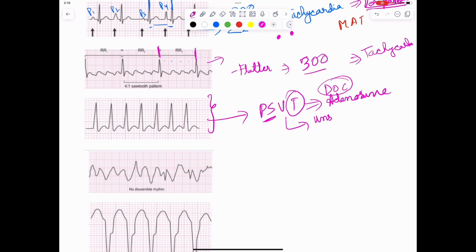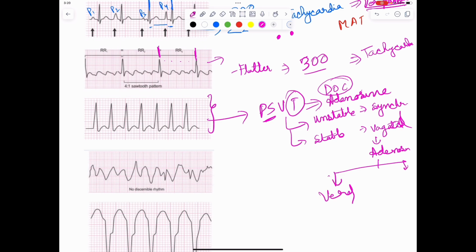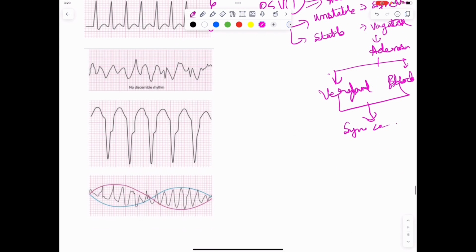If the patient is unstable, we will go for a synchronized cardioversion. If the patient is stable, then we will go for the first vagal maneuver, that is carotid massage, and then we will go for adenosine. If it is still not controlled, then we have two options here: we can give verapamil on one hand, or we can give beta blockers on the other. If again the patient is not responding, then we can again go for synchronized cardioversion. So this is PSVT. Now we move on to the next.